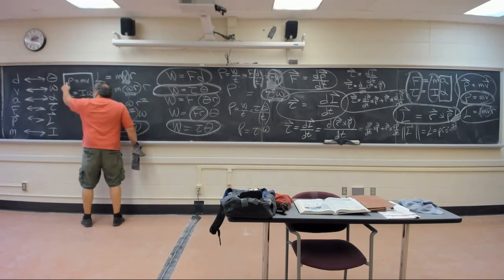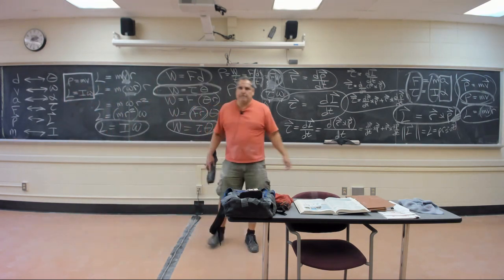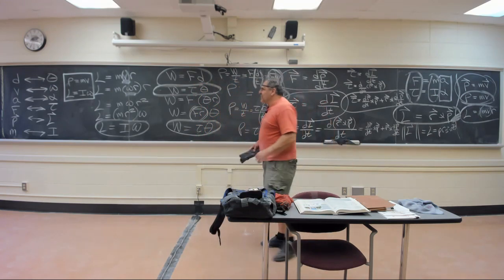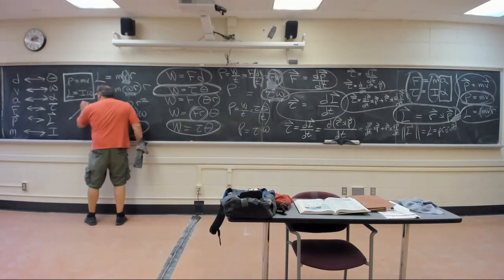Linear momentum, magnitude of linear momentum, magnitude of angular momentum. Mass, moment of inertia. Linear momentum, angular momentum. Mass, moment of inertia. Linear velocity, angular velocity. Interesting. And this happens with that small piece. That small piece, here's the R, here's the M, here's MR squared equals I.